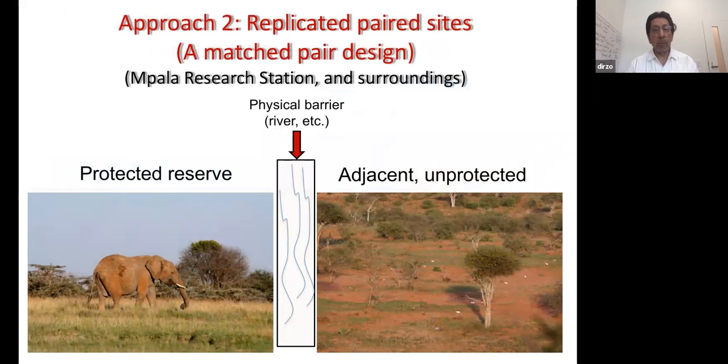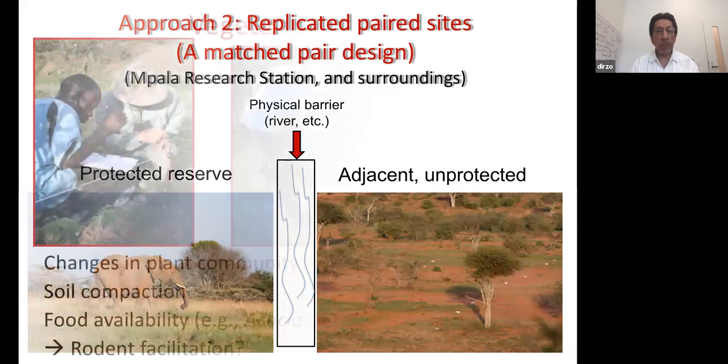Another possibility would be to do a more realistic study. The previous one that I showed you is very good in terms of precision, given the control manipulations with the electrified fences. Another possibility for a more realistic study is to look for protected reserves, as you can see here on the left, and compare that with an adjacent site, which is not protected, separated by perhaps some physical barriers such as a river and so forth. We are doing both, we are taking both kinds of approaches, but in this presentation, I will only have time to tell you a little bit about the experimental manipulations that I showed in the previous slide.